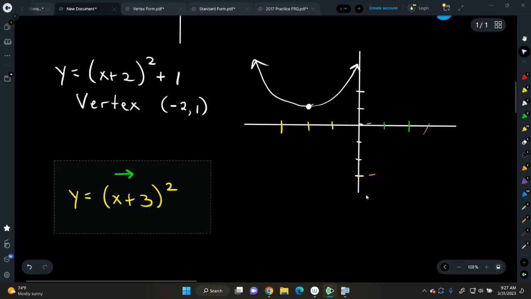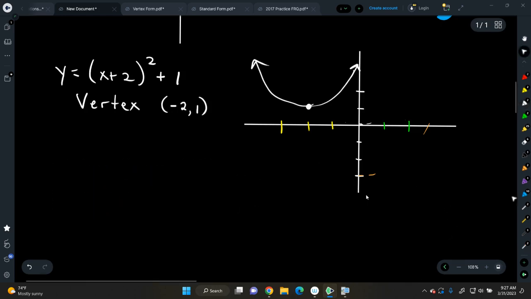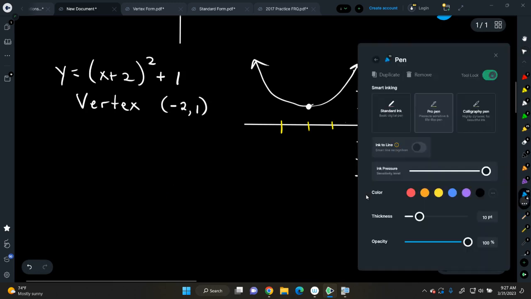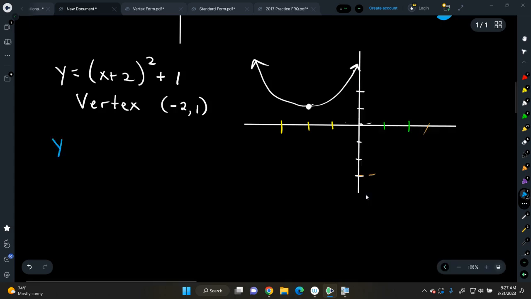Okay. Let's look at another one. Let's do, oops, I just moved the wrong slider. Okay. Let's do y equals (x minus 3) squared minus 2.